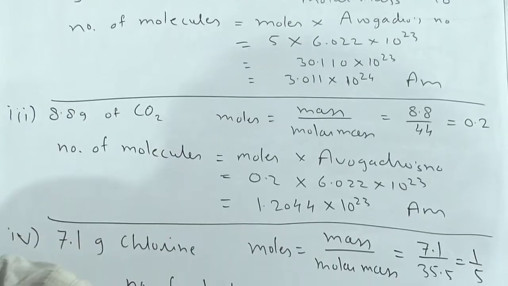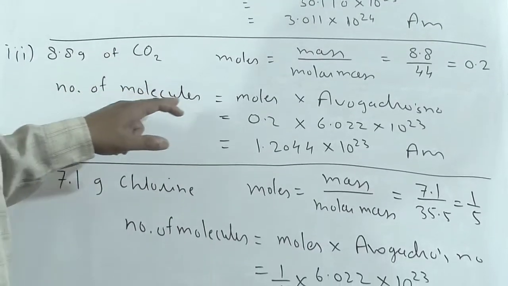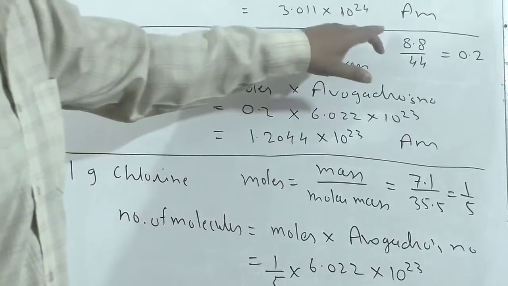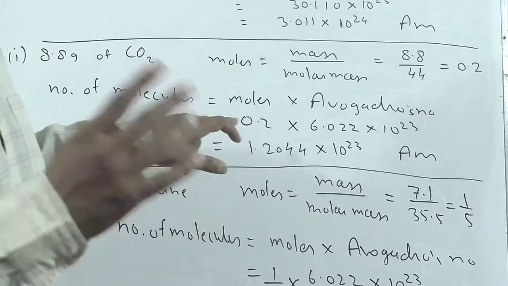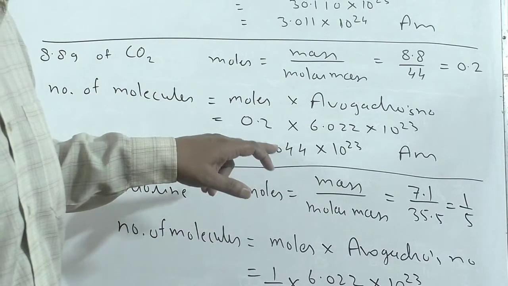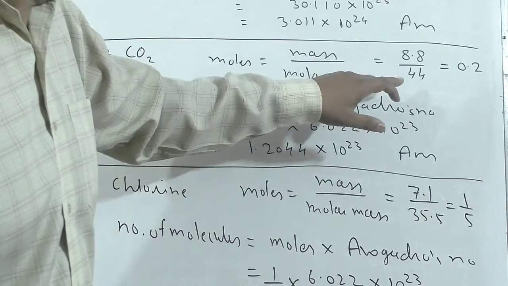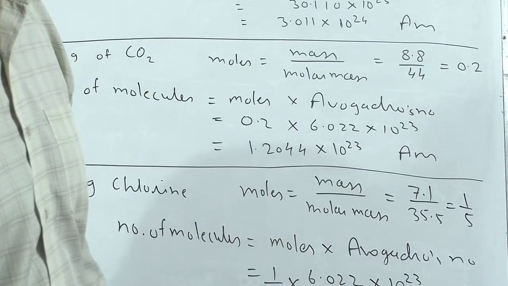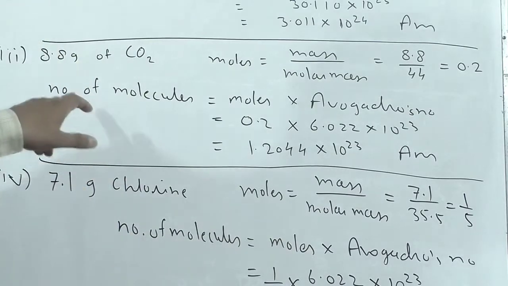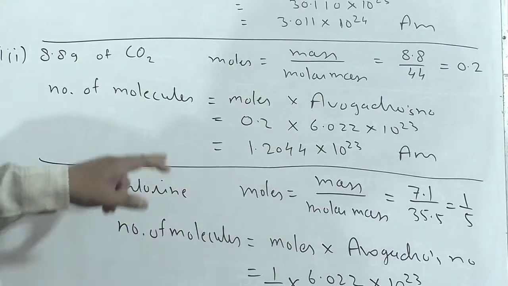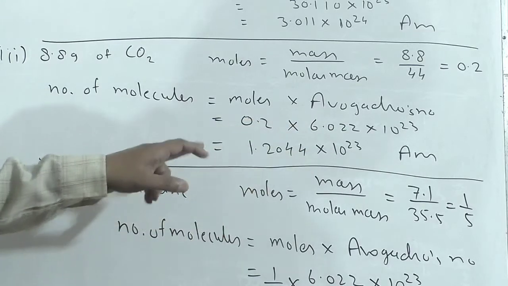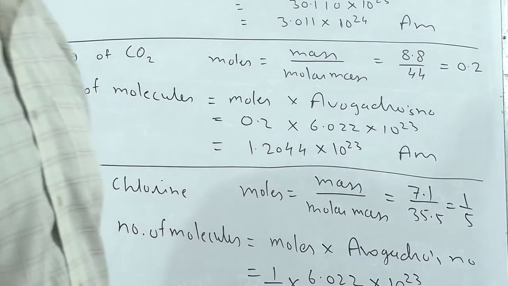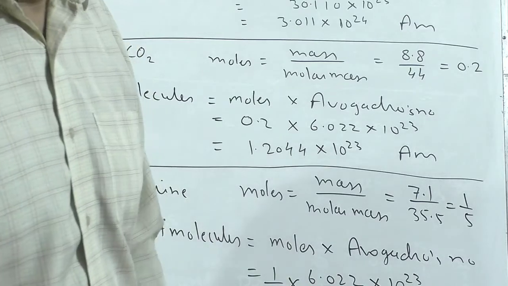8.8 gram of carbon dioxide. Find out first moles, mass upon molecular mass. Given mass 8.8, molecular mass of carbon dioxide you find out, I have given it for homework. 44. So 1 upon 5, that is 0.2, the answer. So number of molecules is moles into Avogadro number. 0.2 into Avogadro number comes to 1.2044 into 10 raised to 23, the answer. Understood?